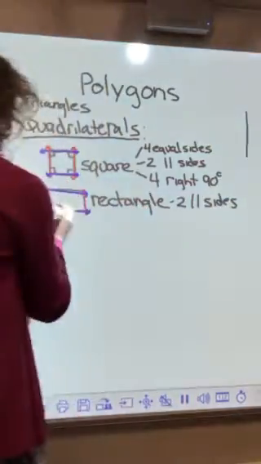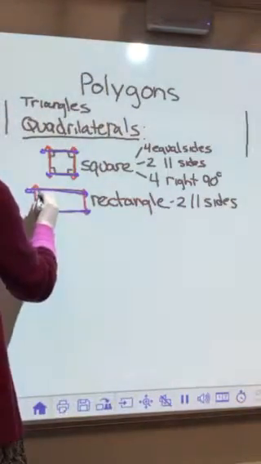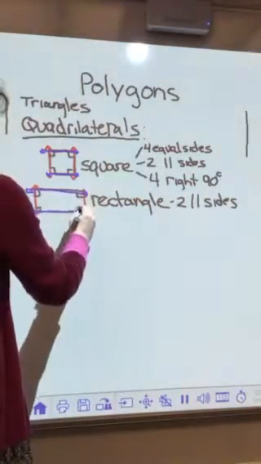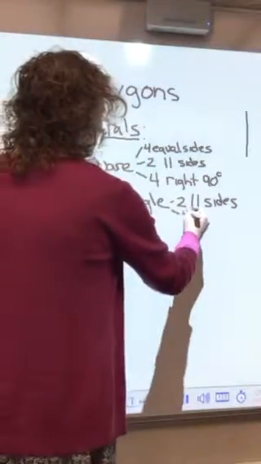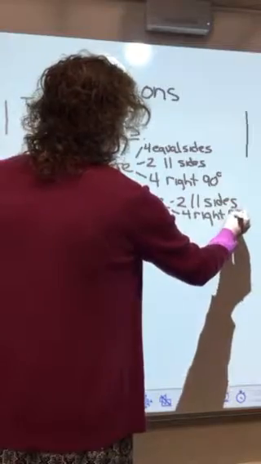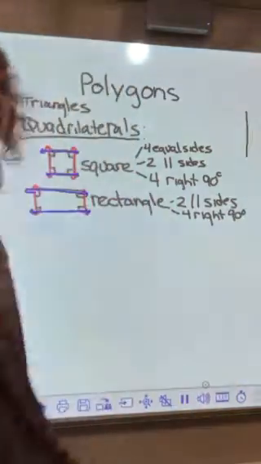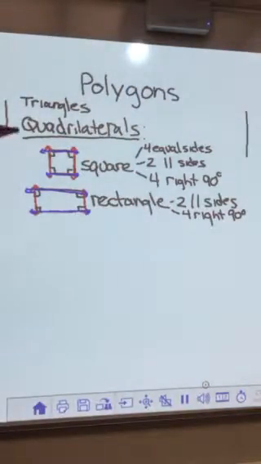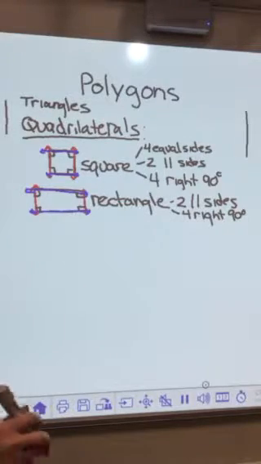Now let's look at the angles. What do you notice about the angles? Same as a square. We have 4 right angles, or sometimes they're called 90-degree angles. So we've got squares and we've got rectangles.